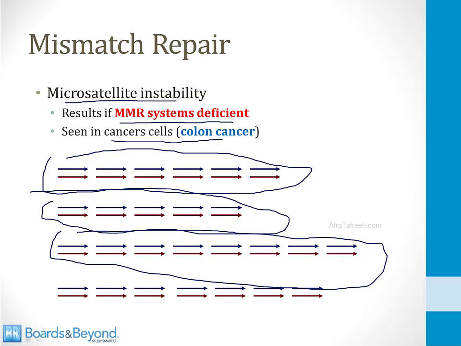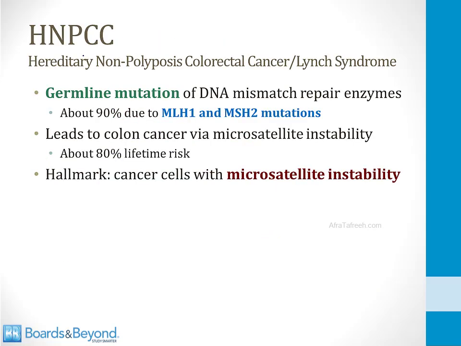I discussed this in detail in the GI video on colon cancer, but for our purposes here, what you should know is that if the mismatch repair system is not functioning, then microsatellite instability is what results in the cells that replicate without a stable mismatch repair system.